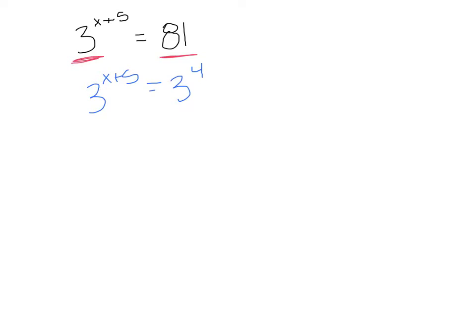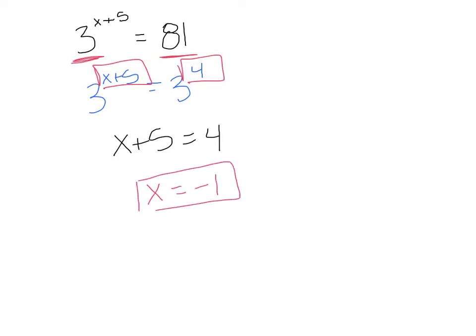Now we have common bases, and we can set our exponents equal to each other. So we can say that x plus 5 equals 4. This is the easy one to solve. We get x equals negative 1. Again, you can plug it back in to check your solution to see if you got it right. So 3 to the negative 1 plus 5 should equal 81, or 3 to the 4. Negative 1 plus 5 is 4, so we did it right.